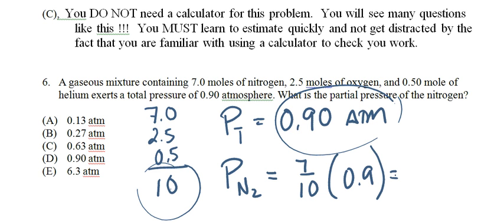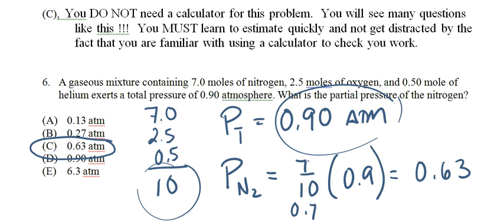atmospheres. And again, don't write units. This is multiple choice. So whatever 7 times 9 is. So actually it's 0.7 times 0.9. So I believe that is 0.63, somewhere around there. So the best choice in this case would be C.